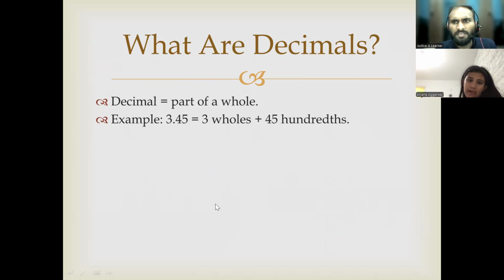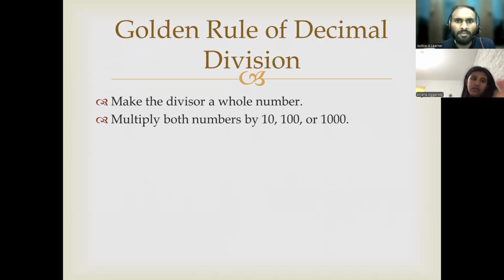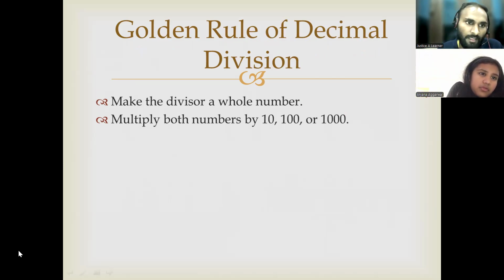So we have understood the basics, place value, and we have understood the golden rule. Any question on place value review or anything? No. Okay. Always we have this thing. Why are we having this now? Make the divisor a whole number. So this concept will help us in dividing the fractional part. Okay, let me show you how.